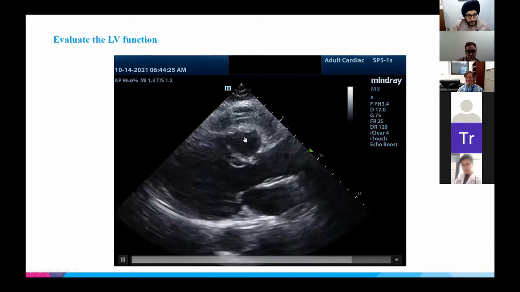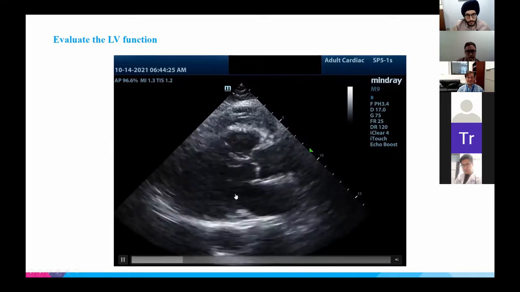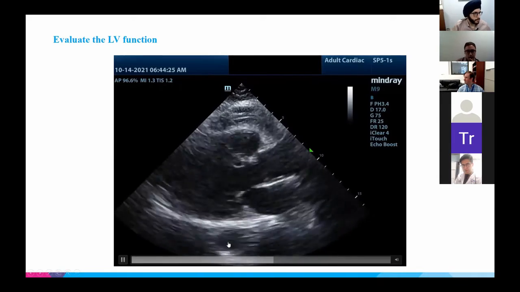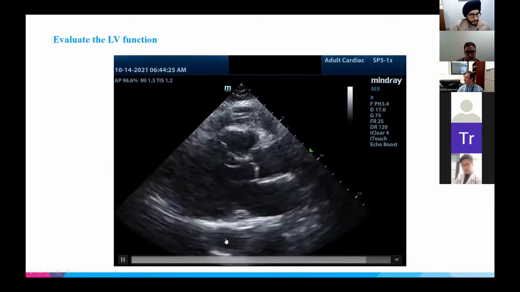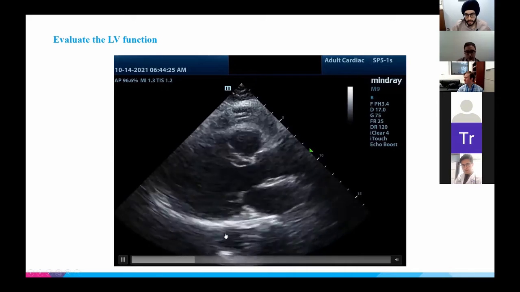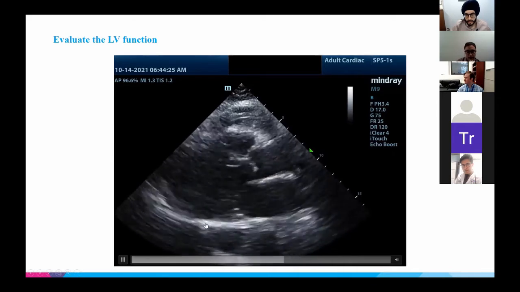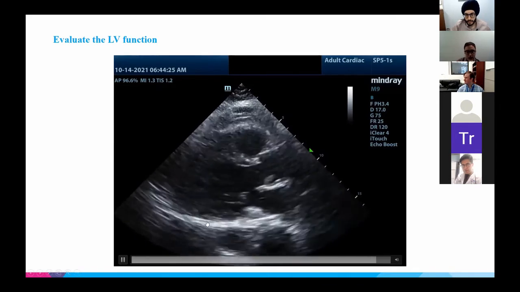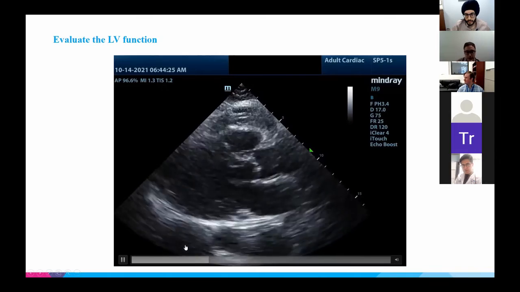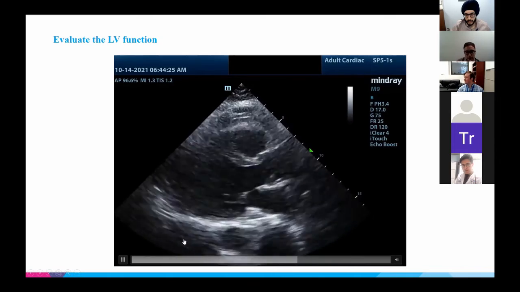So you have your RVOT up here, your aortic valve here, your mitral valve right here. And I think what's good about this view, which we haven't seen in some of the other ones, is you can see your descending aorta. And this is important because if you see fluid above it, it's usually suggestive of pericardial effusion. If you see fluid to the side of it or below it, it's usually a pleural effusion.